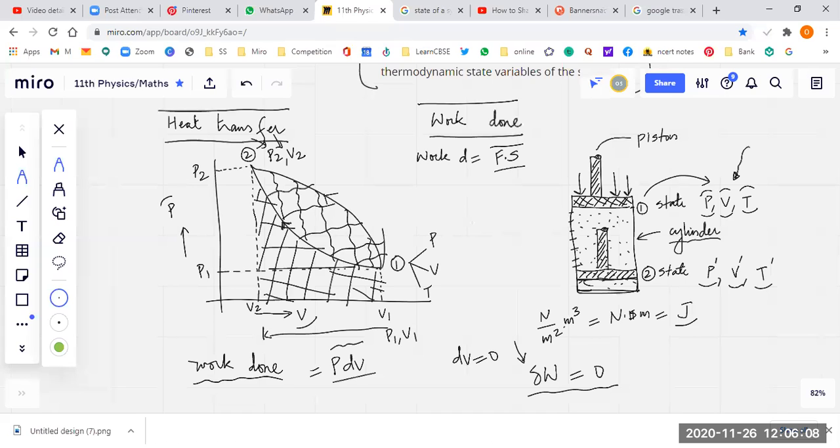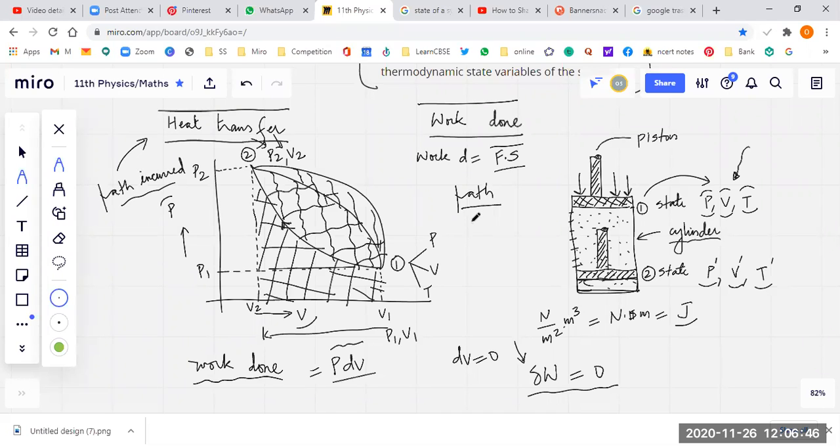Suppose the path taken was like this. Suppose, let's say, somehow the pressure increased like this and then like this, then the work done would have further increased by this. Now you have understood that this work done depends upon the path taken. Similarly, some other day I'll prove to you, students, that the heat transfer also depends upon the path incurred, not simply the initial and final variables.